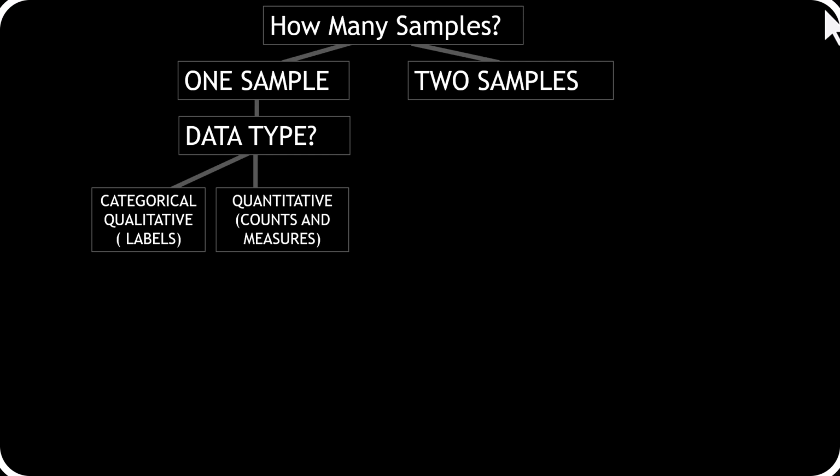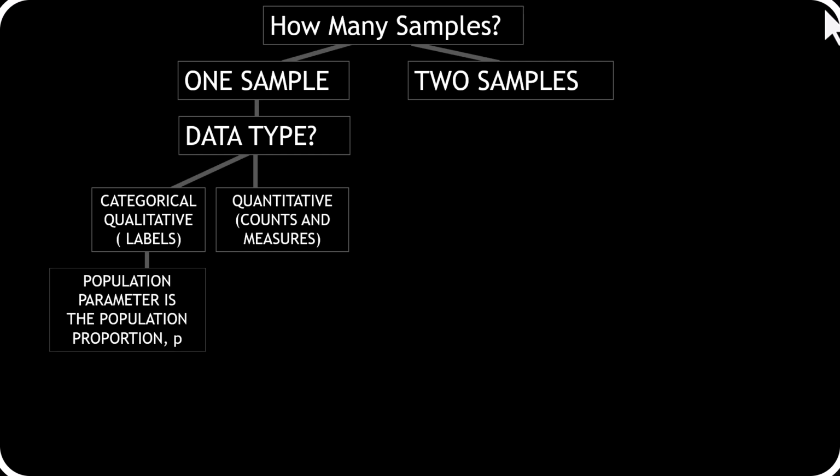If we are given categorical data, then our population parameter is the population proportion, P. If we're working with quantitative data, then the population parameter is going to be the population mean, mu.